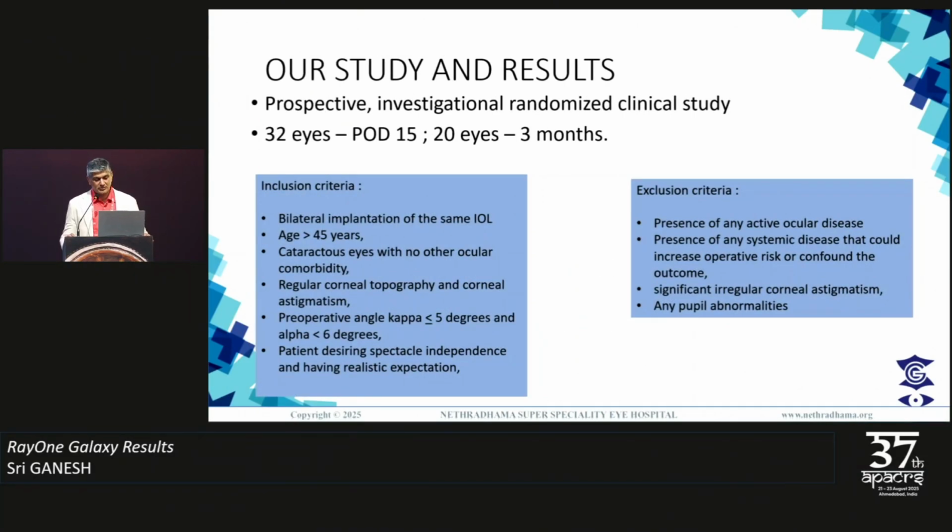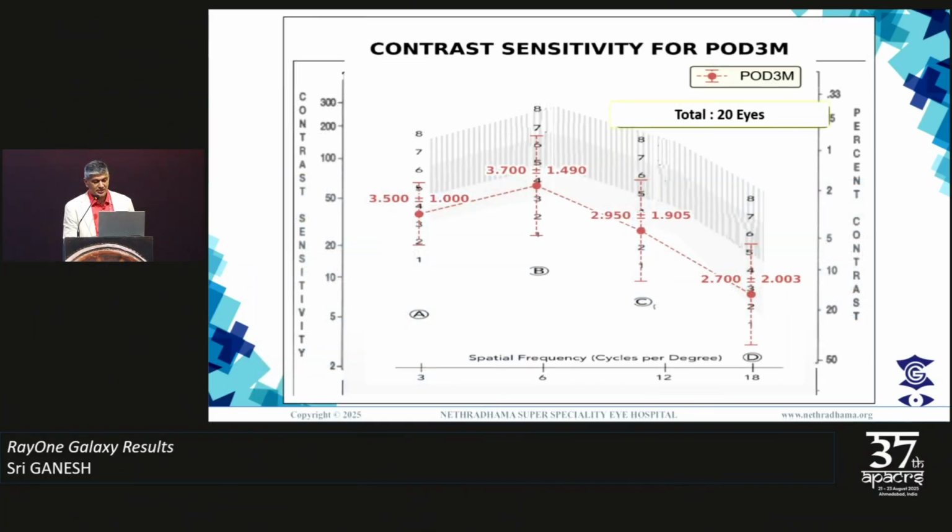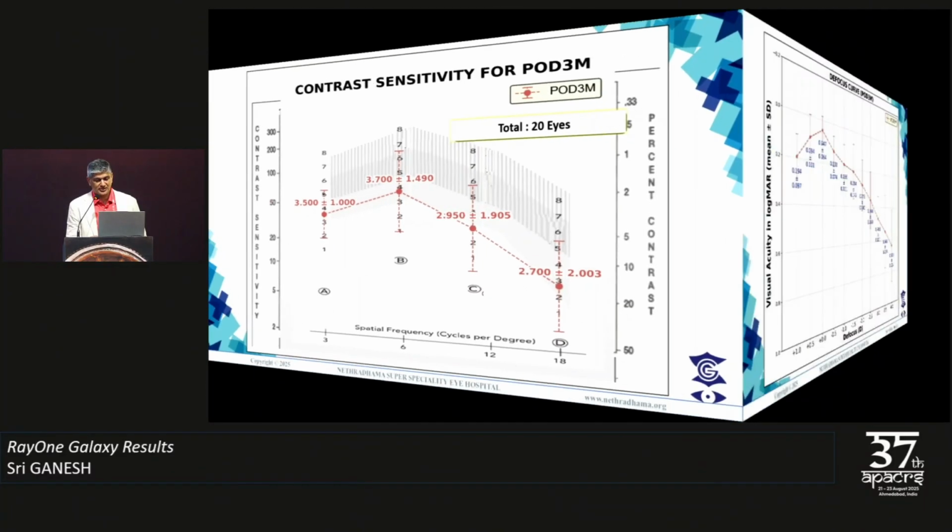This was a prospective investigational randomized clinical study. 32 eyes completed 15 days and 20 eyes 3 months. Inclusion-exclusion criteria, very similar to trifocal lenses. There's a contrast sensitivity. You can see that it's within the normal range. Even the higher spatial frequency is almost normal. If you look at the trifocal lenses, for the higher spatial frequencies, there's quite a bit of dip. So this is because the light loss is not significant.